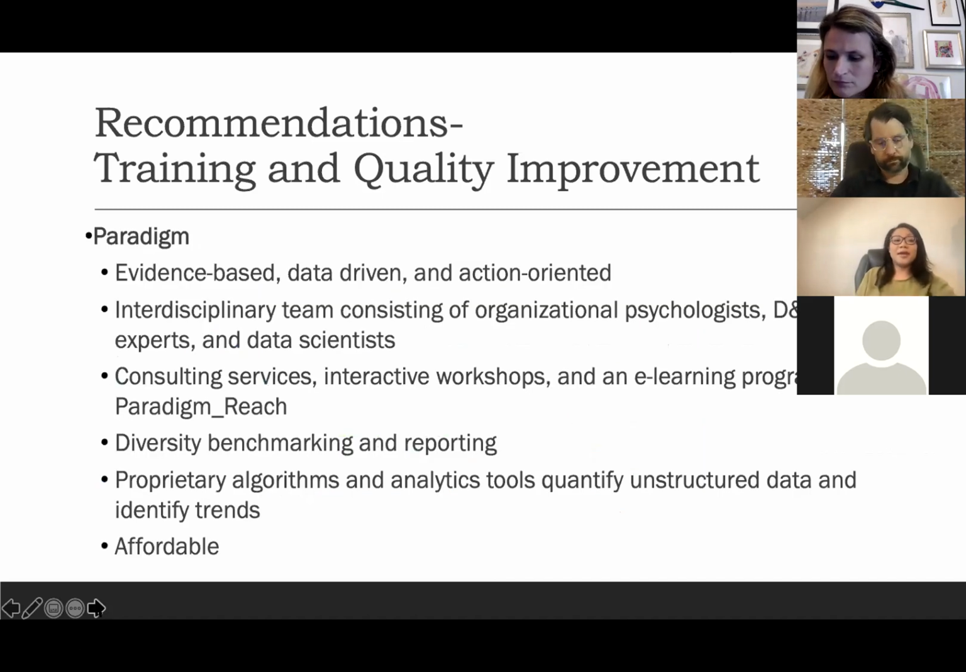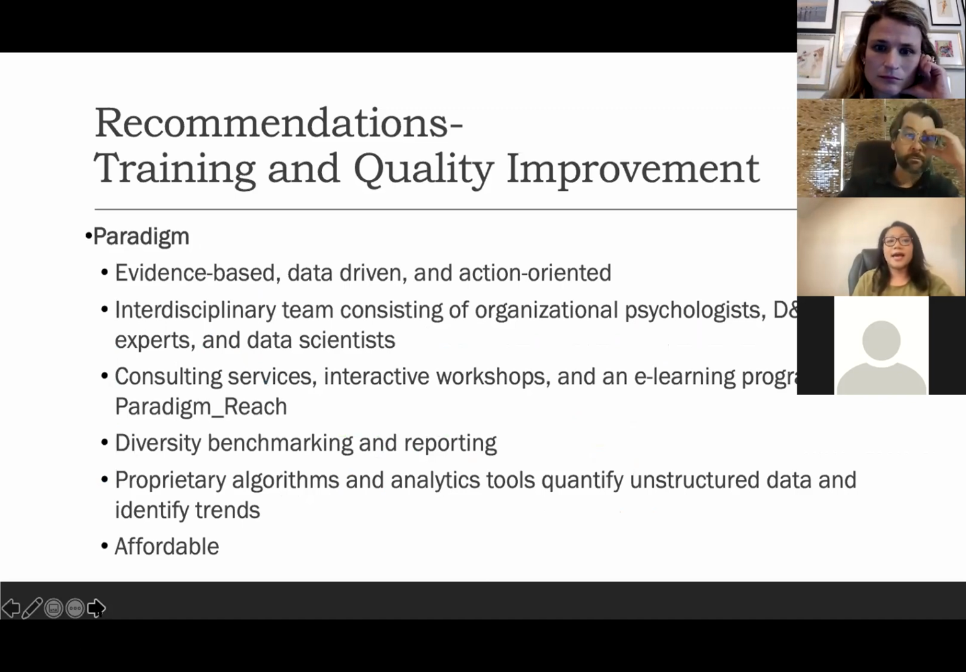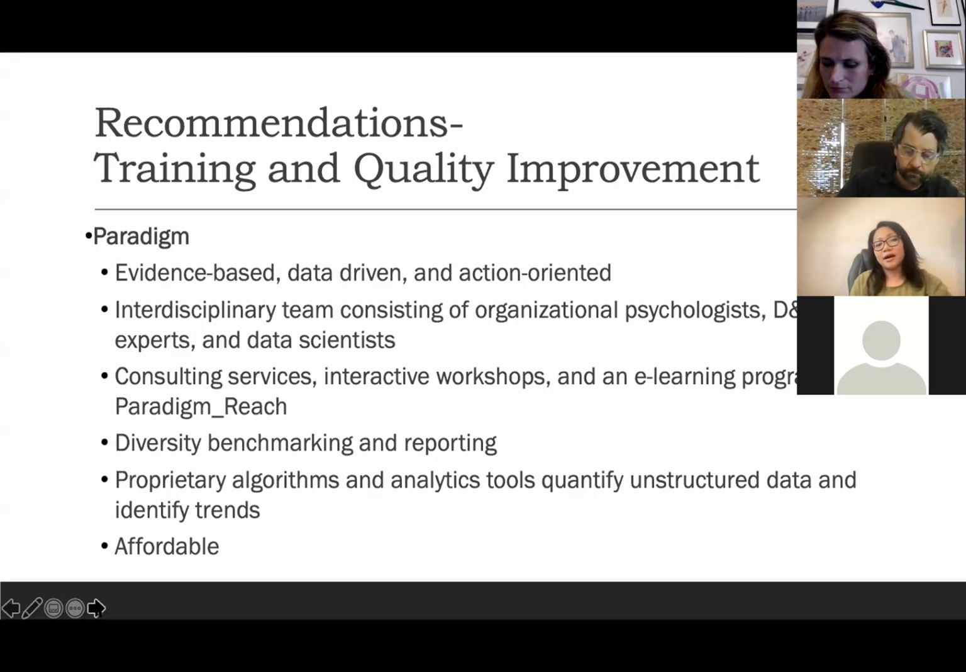So we recommend Paradigm as the main training program for the following reasons. It is an evidence-based, data-driven, and action-oriented program that has been implemented in various organizations, ranging from Fortune 500 companies to small community-based organizations. They have an interdisciplinary team consisting of organizational psychologists, diversity and inclusion experts, and data scientists. They provide a host of services, which include consulting services, interactive workshops, and an e-learning program called Paradigm Reach. This provides a nice mix of in-person consulting, live workshops, and online learning addressing implicit bias, cultural competency, and anti-racism. They also provide diversity benchmarking and reporting.